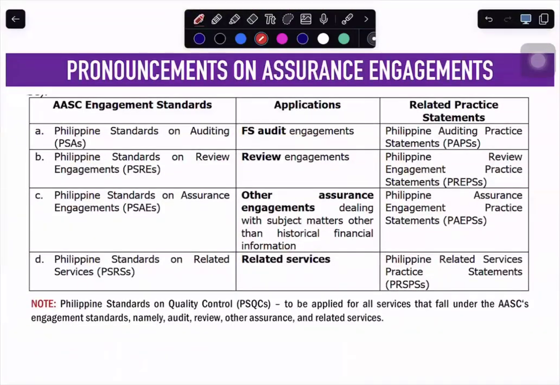So pronouncements on assurance engagements, I just place it here. We have here your PSAs. Nasabi na natin yan. Gagamitin natin sa audit. PSRE for review engagement. PSAE on other assurance engagement. PSRS for related services. Pag tinanong sa inyo yung practice statements, PAPs, PREPs, PAEPs, and PRSPs. Ingatan nyo to kasi lumalabas to sa board exam. What is the practice statement for related services? So dapat alam niyo, ang sagot natin doon is Philippine Related Services Practice Statements.